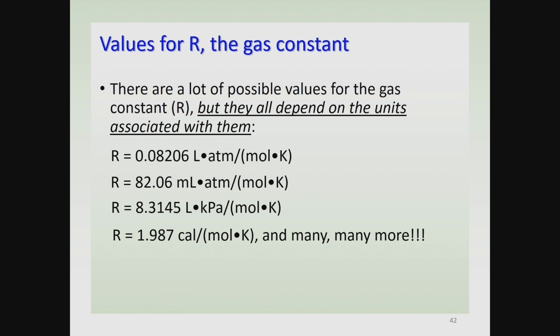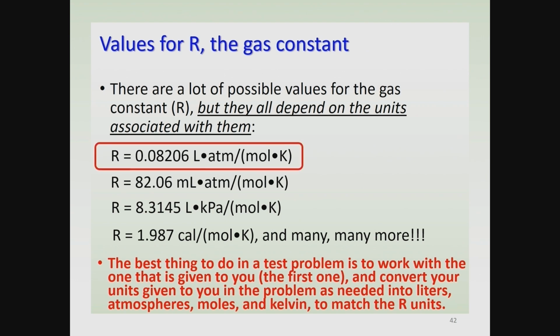However, in a problem, if you were given a volume not in liters but in milliliters, but you had atmospheres and Kelvin, then R would be a different value. It would be 82.06. You might, instead of having pressure in atmospheres, have it in a different unit like kilopascals, and then R changes its value again. And so there are all these different values of R depending on what the units are for the properties of the gas. The best way to deal with that in a problem is probably just use this first value of R, which will be given to you on a test, which is 0.08206 liters atmospheres over moles degrees Kelvin are the units for the constant.